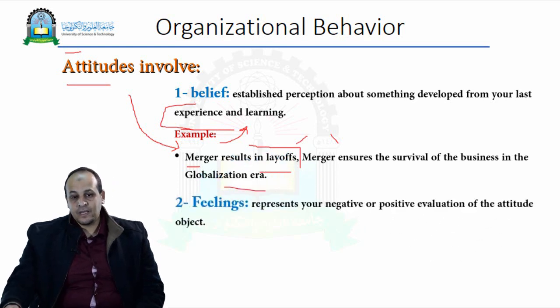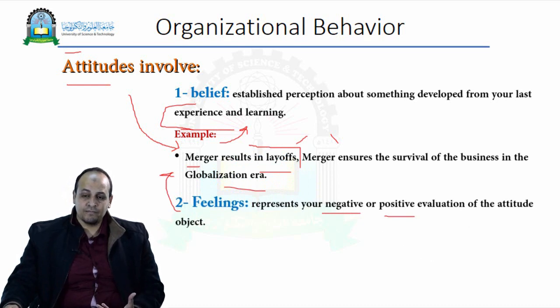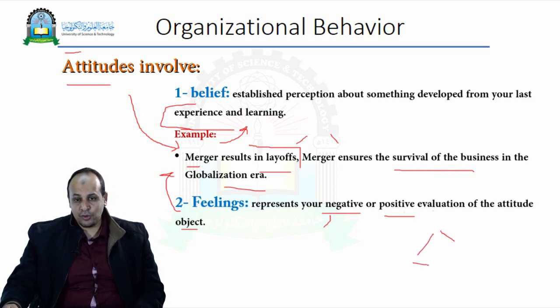Now feelings, this represents your negative or positive evaluation of the attitude object. If you consider the following example, the previous example اللي هو الاندماج هيكون في معانا نوع من المشاعر. الأول is negative سلبي بسبب التجربة السابقة. الآخر هو positive evaluation تقييم إيجابي حول هذه الجزئية. فبالتالي يتكون اتجاهين مختلفين. ما يهمنا هو ما يأتي بعد هذه التوجهات وهي النية لسلوك معين.